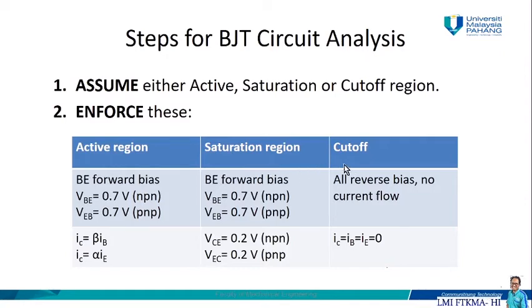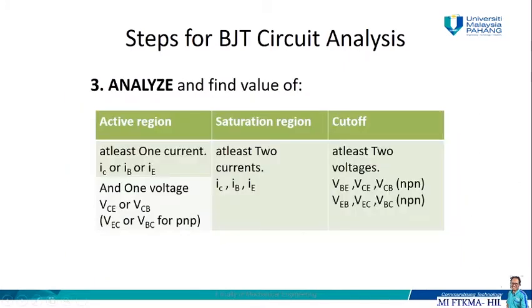And if the BJT is in cut-off region, then all the terminals will be reverse bias, so there will be no current flow. So we can easily rule out that the currents for collector, base, and emitter are all equal to 0. So it will be the easiest part if we assume the BJT is in cut-off. Next, we are going to analyze and find the unknown values in the circuit. So for active region, we need to find at least one current, either IC, IB, or IE.